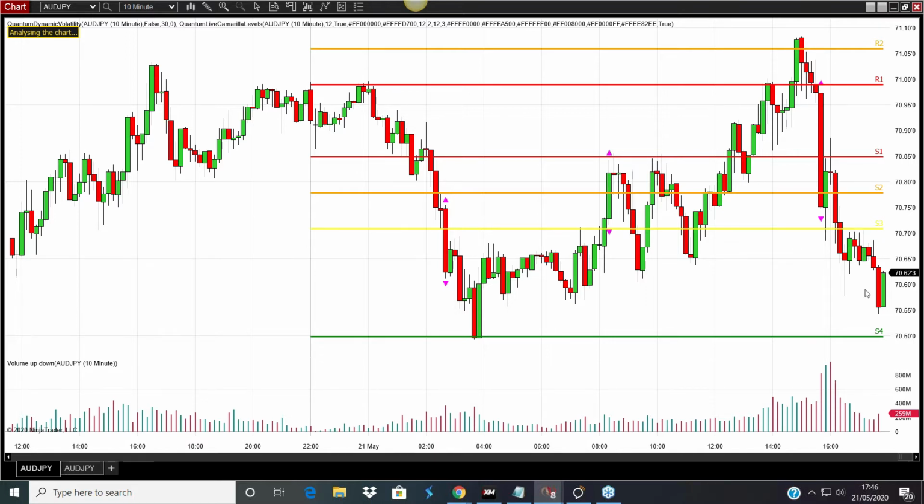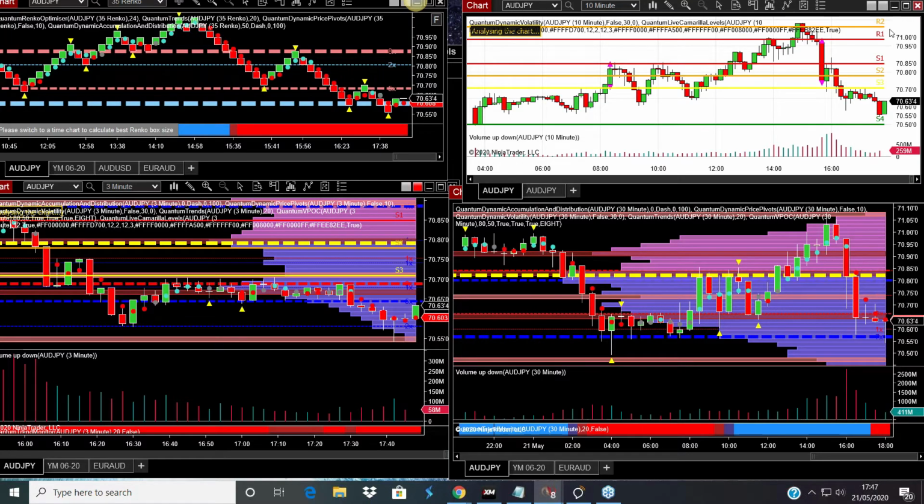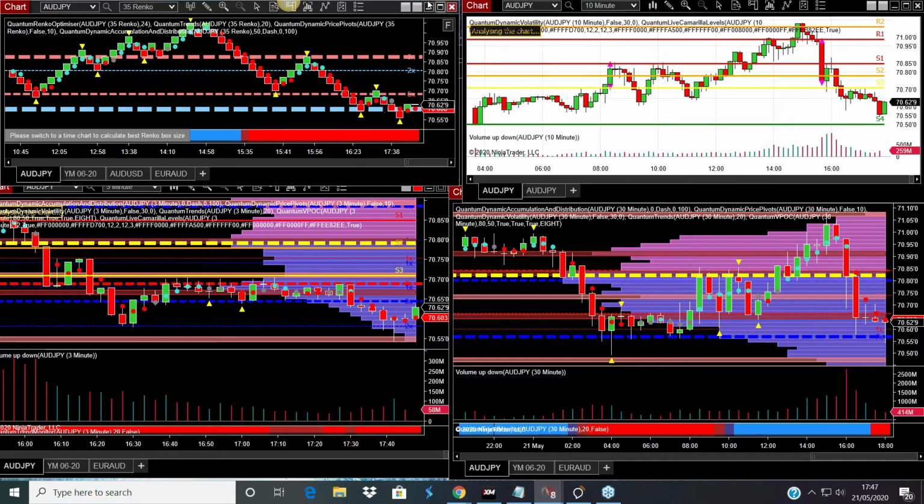Where is it going to go if this is going to carry on lower and that is not validated? Well, I have here the S4 of a Camarilla. That is definitely a price objective for this particular pair. But because this is driven by sentiment, you have to see it in conjunction with what is happening on the indices as well. I have a Renko version of the chart.